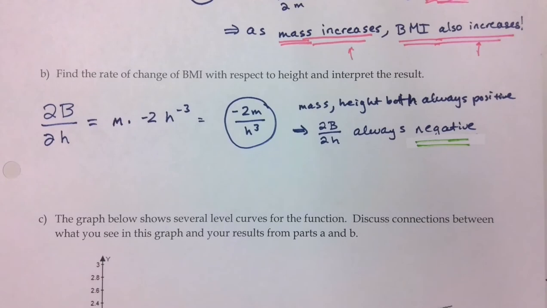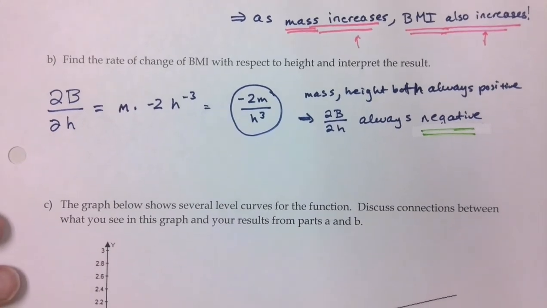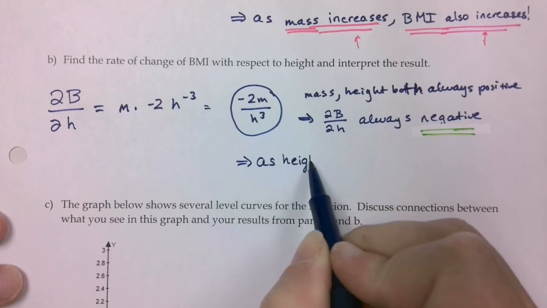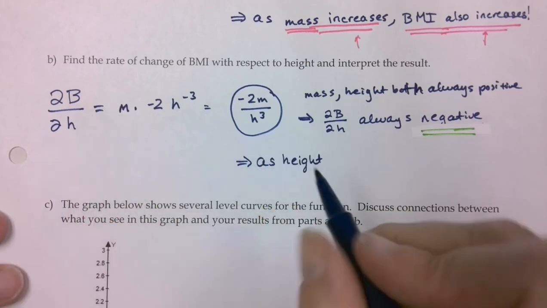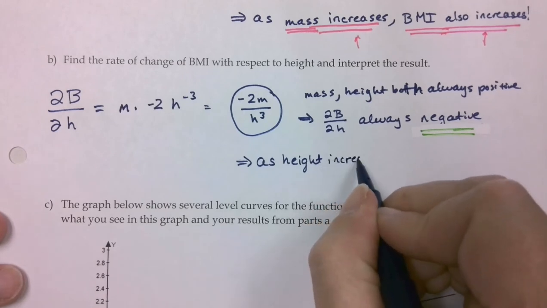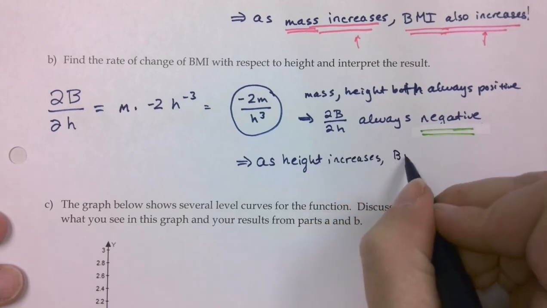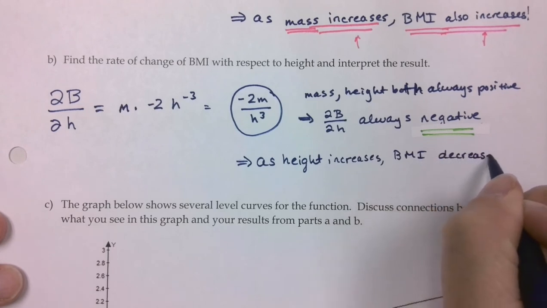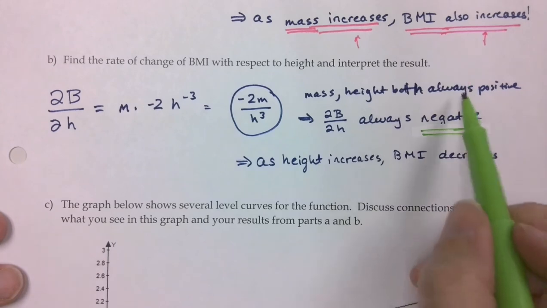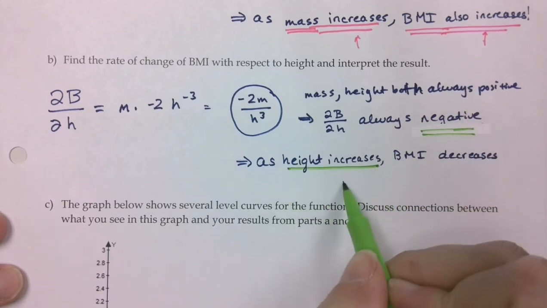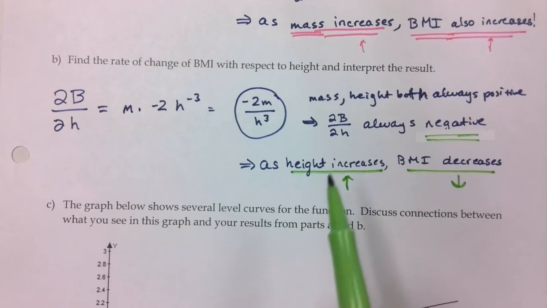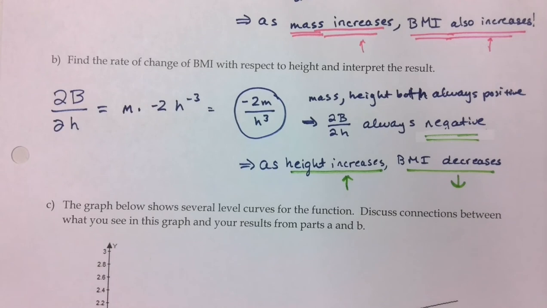Okay, so if this is always negative, what does that mean? That means that as height increases, as your independent variable increases, which in this case is height, because that's the partial derivative I'm taking, BMI will decrease because it has a negative slope. So that negative means that as the x goes up, the y will go down. Or in this case, as height goes up, BMI will go down.